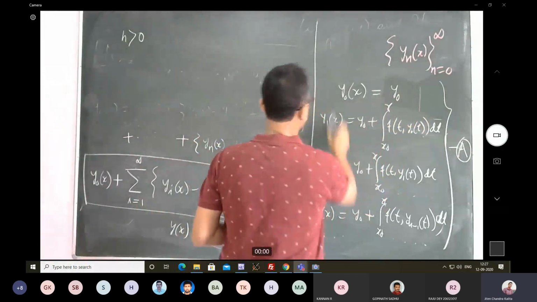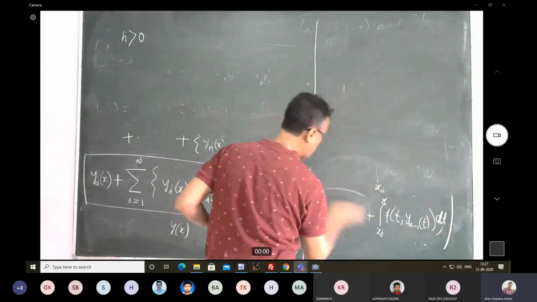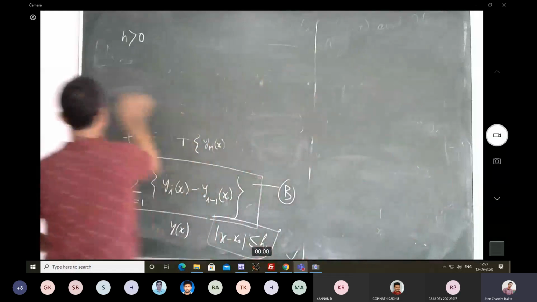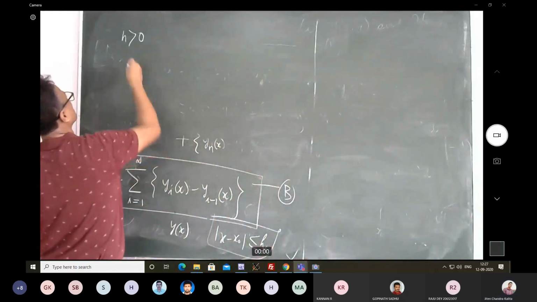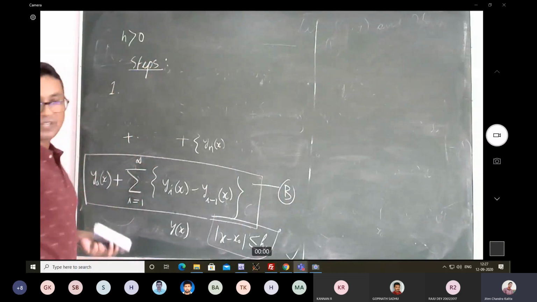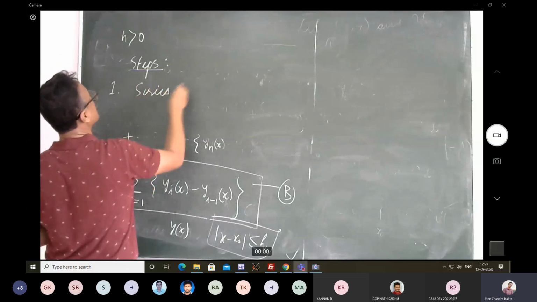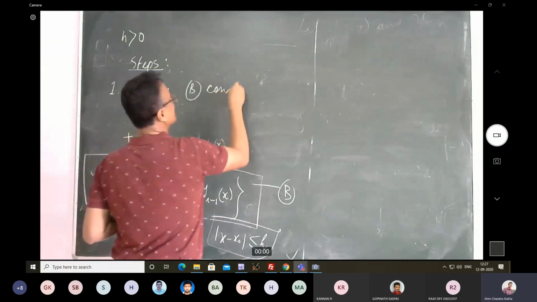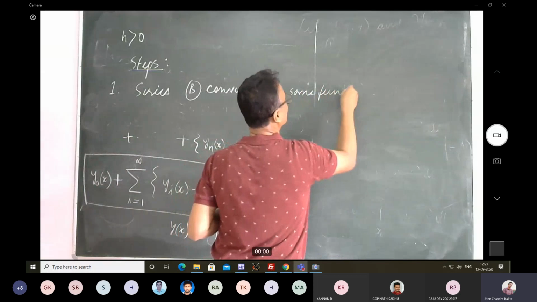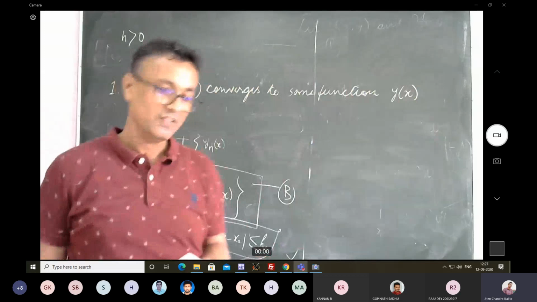So maybe now I can erase this also, because now we have all the information required. Based on that information, these are the steps. Number 1: this series V converges to some function y(x).